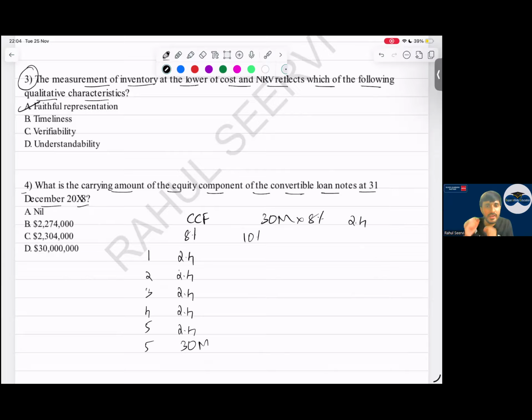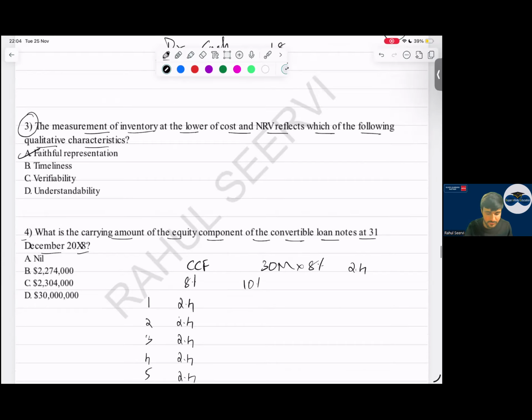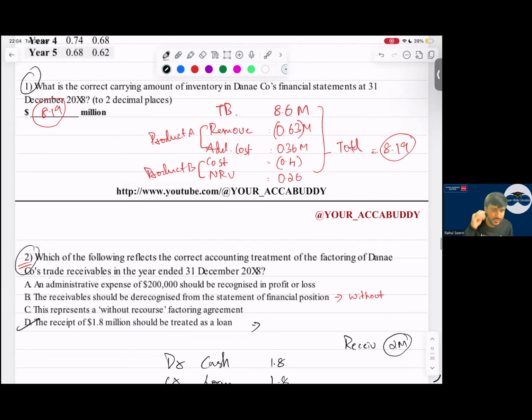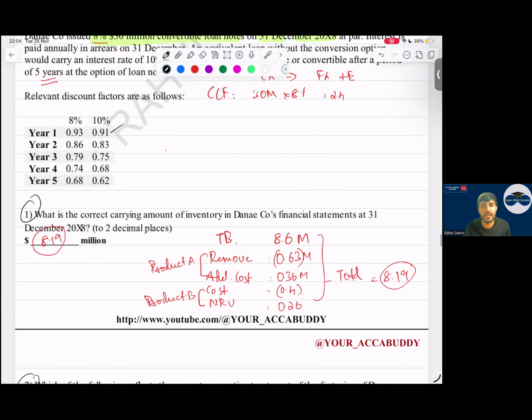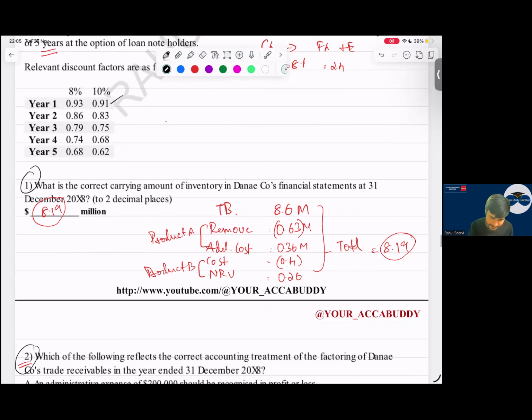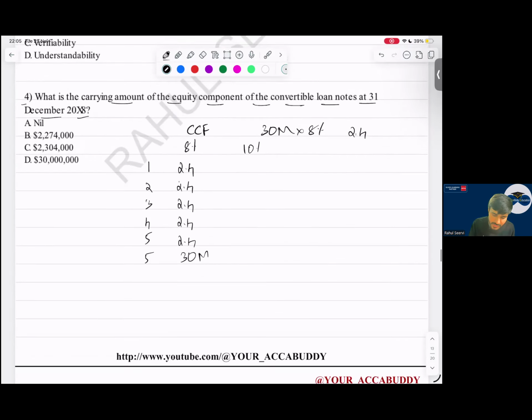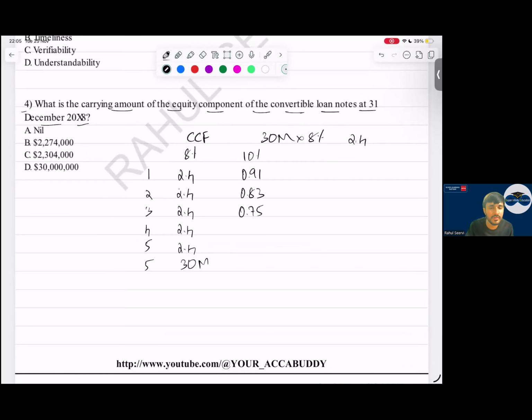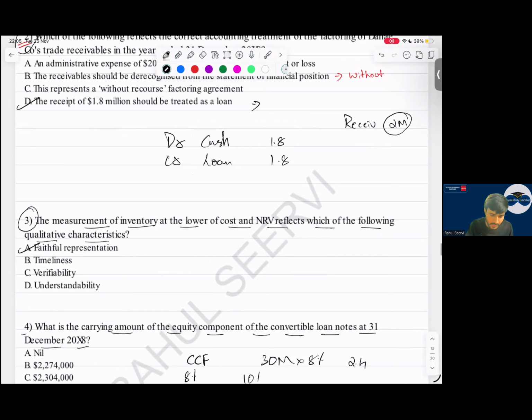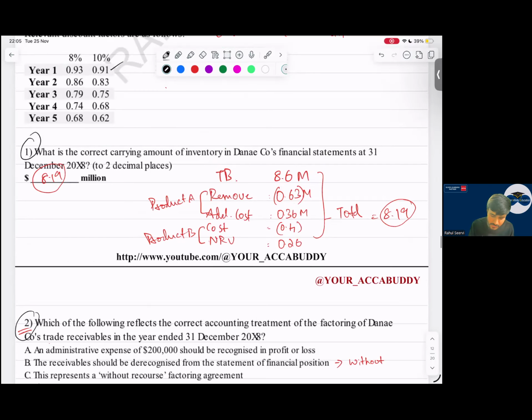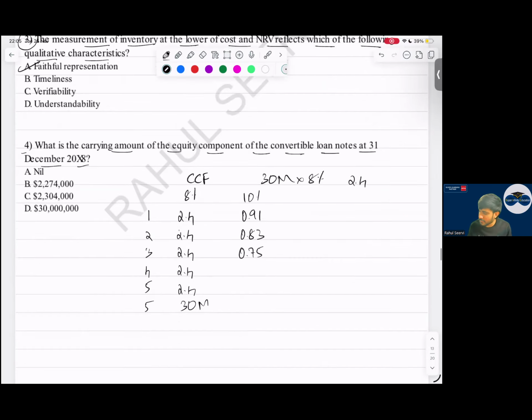Now when I discount it, I discount at the rate in the market, the interest rate of the bond without conversion option, 10%. Do we use the discount rate given? Yes, always use the discount rate that is given in the question rather than a calculator, because you'll get a different answer. So 0.91, 0.83, 0.75, 0.68, 0.62. Let us multiply this.